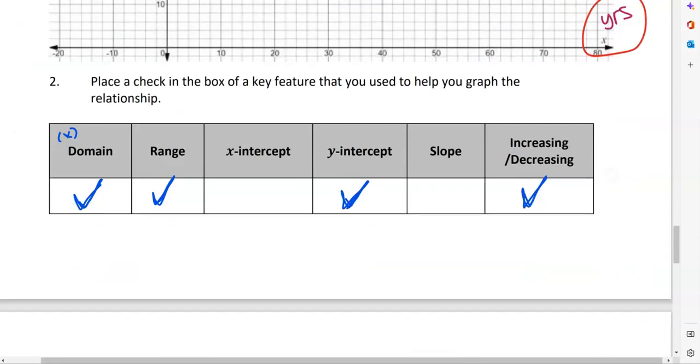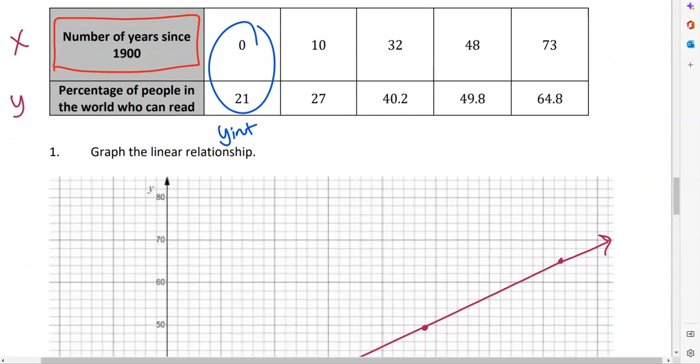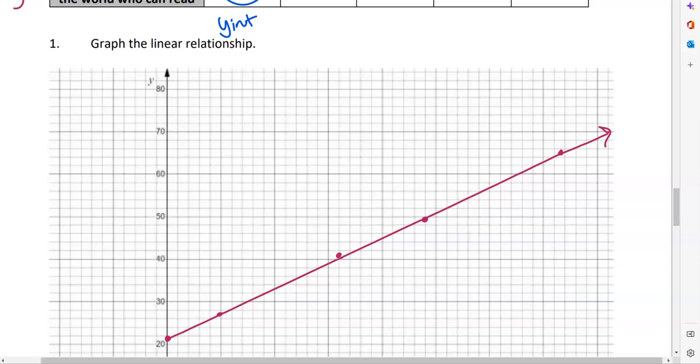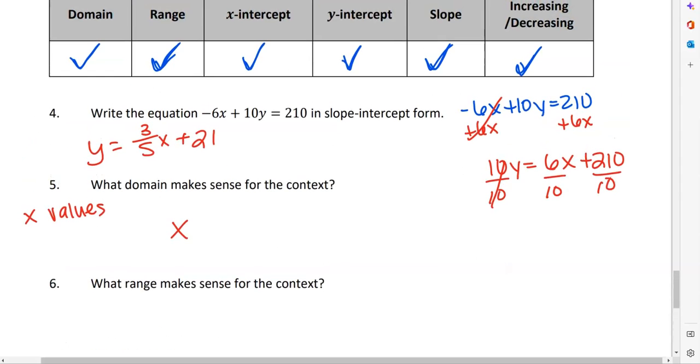So what domain is going to make sense? What x values can we use? So we definitely can't go below what? 0. Good. So we definitely can't go below 0. Do I have a limit on how far we can go in time? No. Looks like we can keep going. So for this one, our domain is going to be any x value that is bigger than or equal to 0. 0 is representing the year 1900.